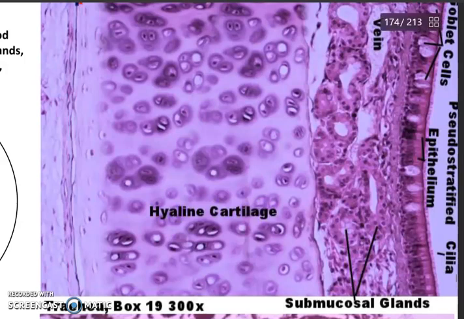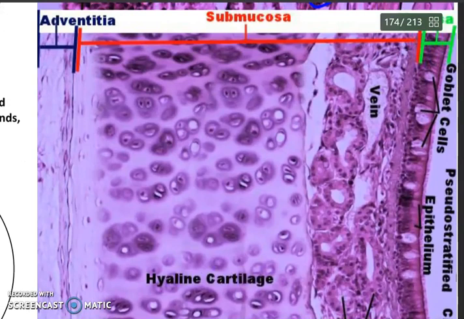There's a vein. Remember, veins are amorphic things, so that would be the vein right there. I don't see an artery. This is a duct for one of the submucosal glands. Then we have our hyaline cartilage.